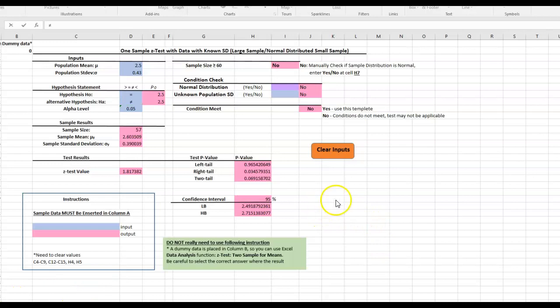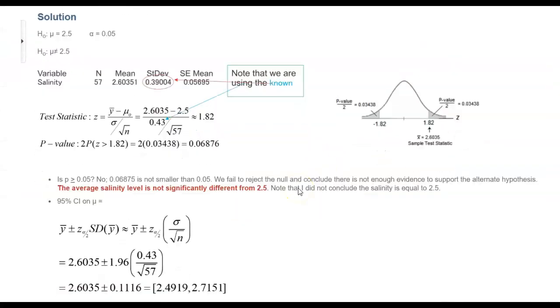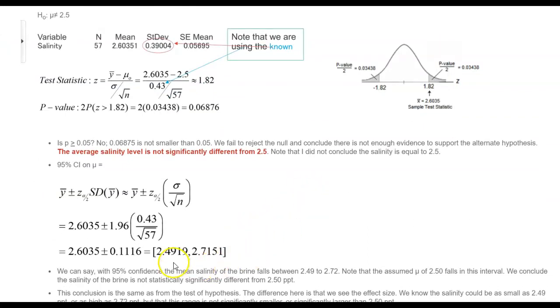Another value we have here is the confidence interval. The 95% confidence interval we calculate has a lower bound of 2.49 and the higher boundary is 2.715. If we want two decimal values, it is 2.72. And looking back, this is the confidence interval. As you see, this value quite agrees with our Excel outputs.